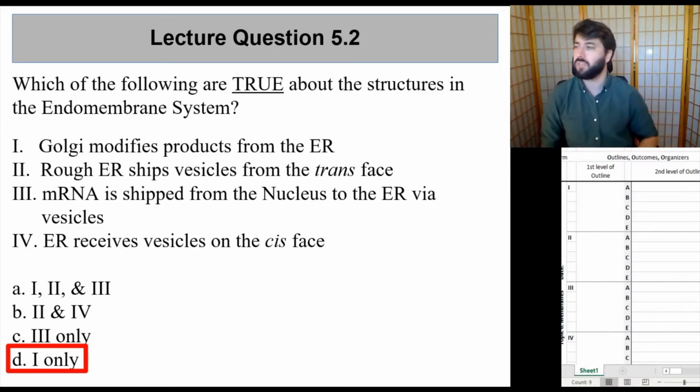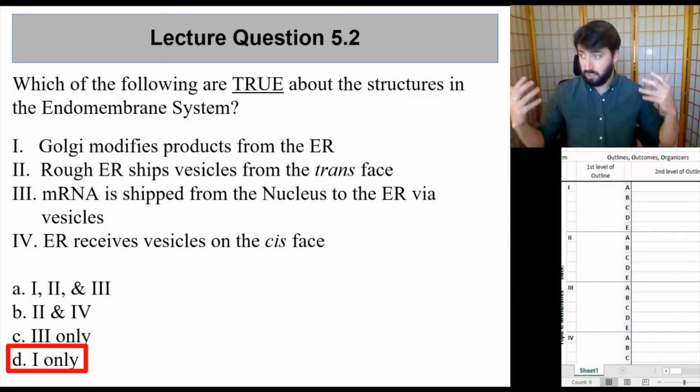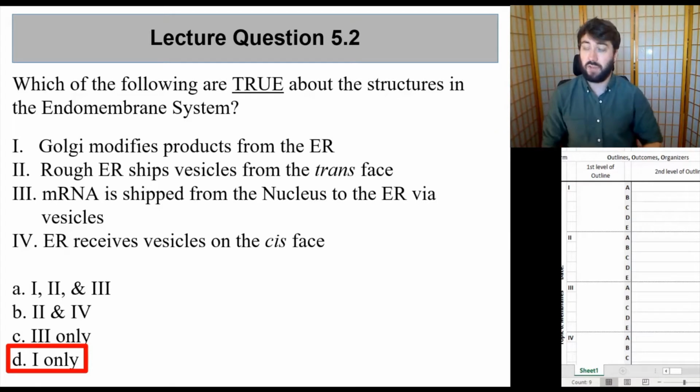So number two's out. Number three, the mRNA is shipped from the nucleus to the ER via vesicles. No, right? The nucleus and the ER are one of the few things that are actually continuous. They don't need a vesicle to ship stuff between them. So we can cross number three off the list. And number four, ER receives vesicles on the cis face. Again, it doesn't have trans or cis faces. So 2, 3, 4, all wrong. That leaves us with one only, hence the answer D.